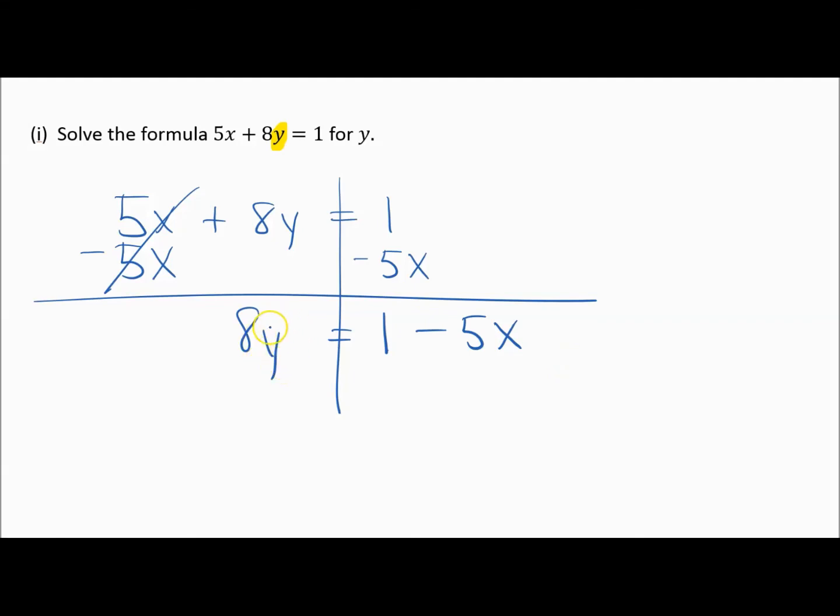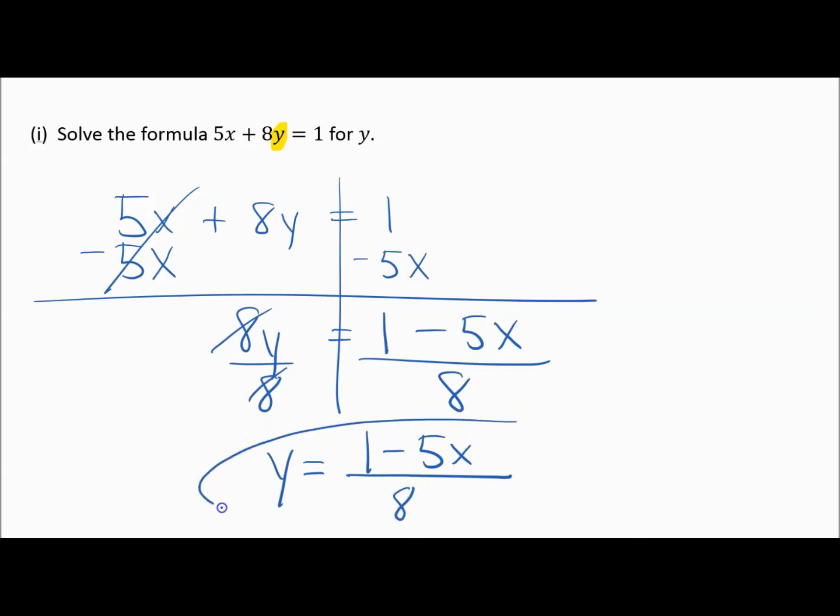Now again, trying to get the y by itself, which means I've got to do something with that 8. Well, right now the 8 is being multiplied by the y, so the opposite operation of multiplication is division. So I'm going to divide the left side by 8 and the entire right side by 8. So that long fraction bar is required. So I have y is equal to, now in the numerator I have the entire expression 1 minus 5x, and in the denominator I have 8. And that is our final answer, 1 minus 5x over 8.